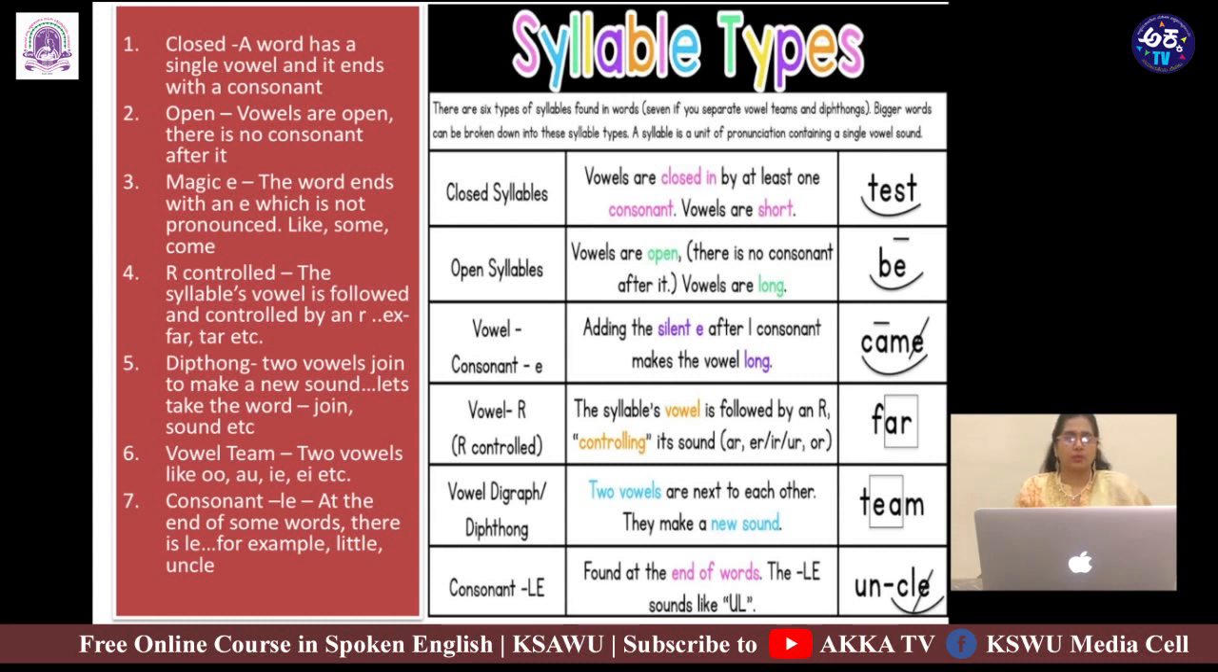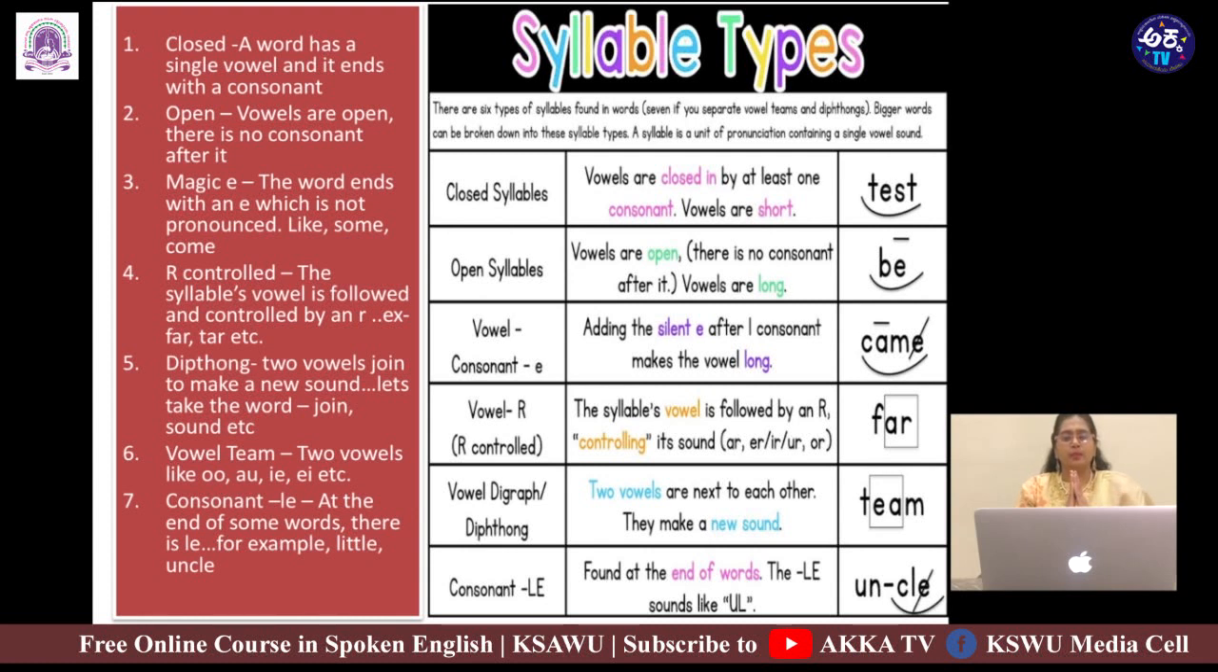There are diphthongs where 2 vowels come together to make a new sound. For example, join. Or the word sound, S-O-U-N-D, sound. And then there are vowel teams, where vowels are placed together. For example, F-O-O-D, food. W-O-O-D, wood.